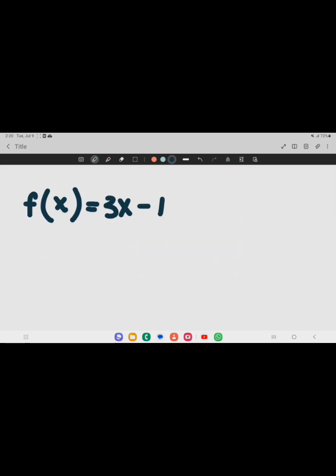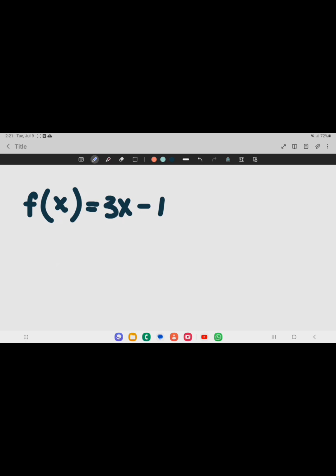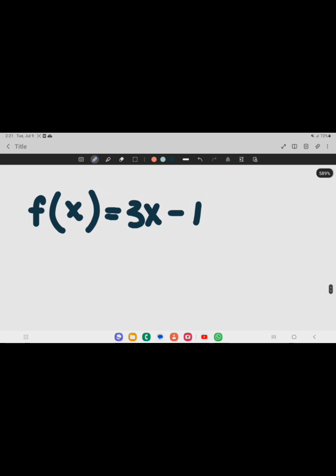Okay, so let's say this is the question. They are giving you f(x) = 3x - 1. Find the inverse function. Cari fungsi songsang. So this is the question. How to solve it? The first step, when you want to find the inverse function, will always be letting y as f(x). This is the first step always. y = f(x).